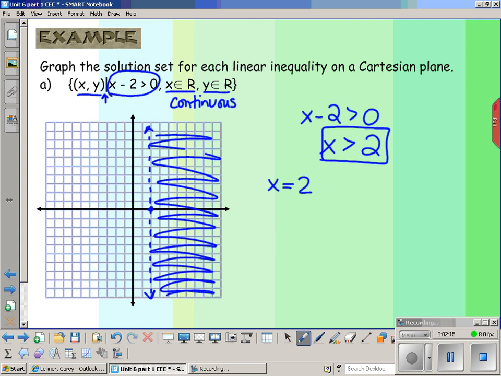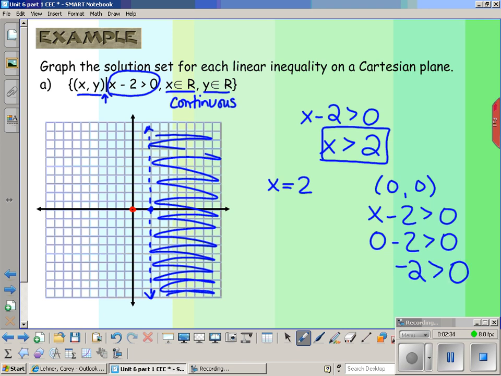We can prove this, though, using a test point. Let's say we choose (0, 0) as our test point. We have x minus 2 greater than 0. We substitute 0 in for the x, and we are left with negative 2 greater than 0. That is not a true statement, so we do not want to shade where our test point was. So yes, we are shading to the right of the line.